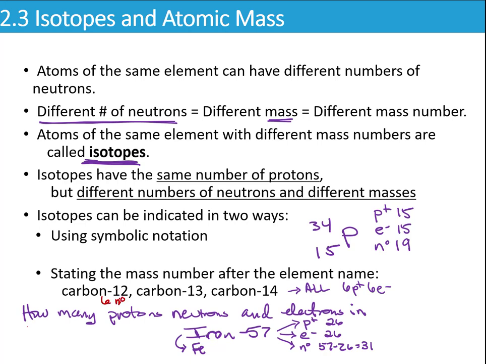So I have 6 neutrons because I take 12 minus 6, which tells me there are 6 neutrons. But carbon 13 would have 7 neutrons, and carbon 14 has 8. So they still have the same number of protons, the same number of electrons in a neutral atom, but they can differ by numbers of neutrons and still be carbon.